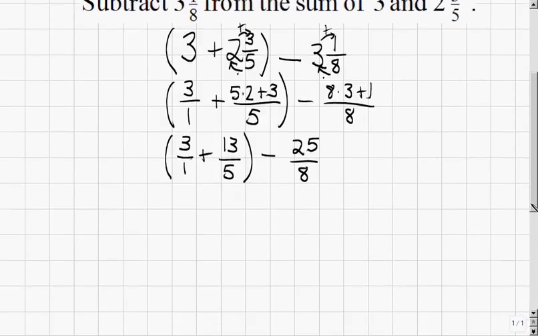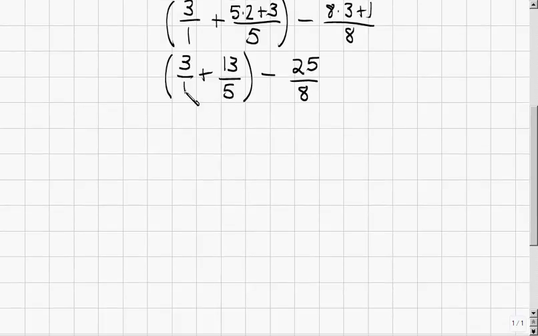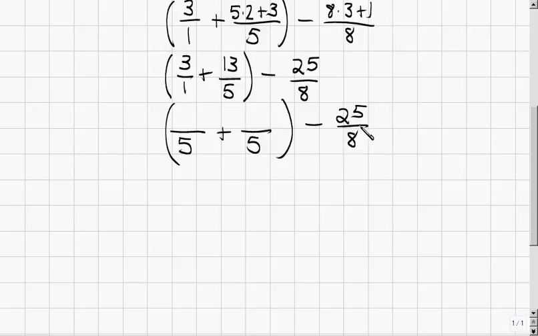For us to add fractions together, we need the same common denominator. So what's the smallest number that both 1 and 5 divide into? Well, that would be 5. So we would like both these fractions to have a common denominator of 5. And by the way, before we move on, we're still subtracting 25/8 from that result.